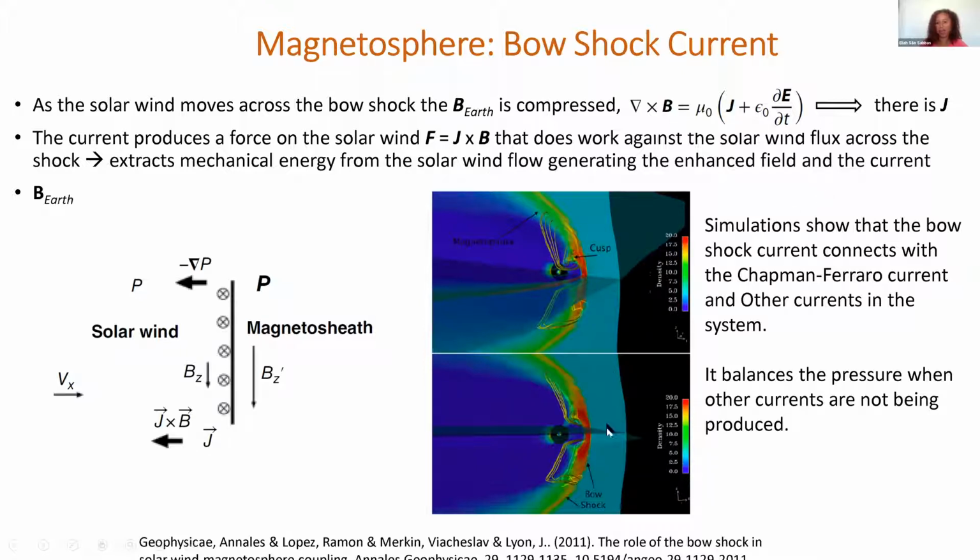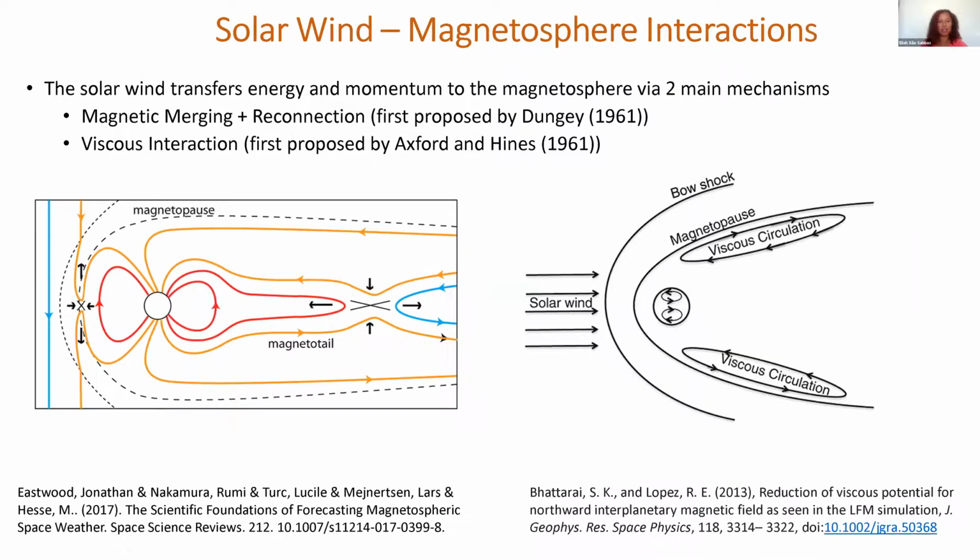So here are some simulations of this current, and it shows that it connects with the Chapman-Ferraro current. We see it here and here as well. And it balances the pressure when other currents are not produced. So it's an important current of the system, not very studied yet.